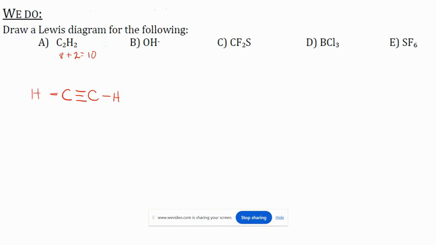So that's going to give me 2, 4, 6, 8 for this carbon, and 2, 4, 6, 8 for this carbon. I go back and make sure that I've used up all my electrons. 2, 4, 6, 8, 10. I've used them up. I haven't left some off, and I haven't used too many. So we are sitting at that good spot right there.